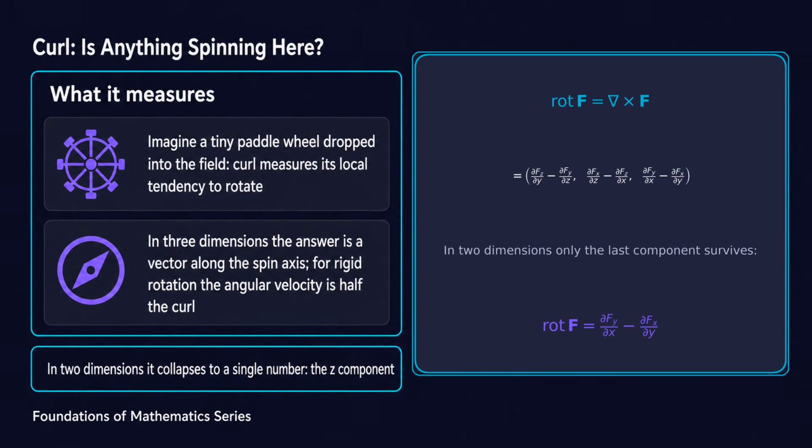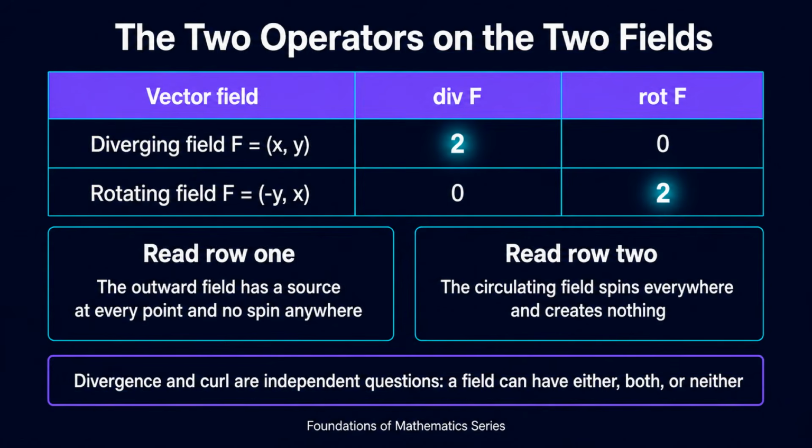In 2 dimensions, the picture simplifies considerably, because a paddle wheel in a plane can only spin about the axis perpendicular to that plane. So in 2 dimensions, the curl collapses to a single number, the partial derivative of fy with respect to x minus the partial derivative of fx with respect to y. That 2-dimensional version is the one we will compute, and it is also the quantity that will appear in Green's theorem next chapter. Now apply both operators to both examples, and the table almost writes itself.